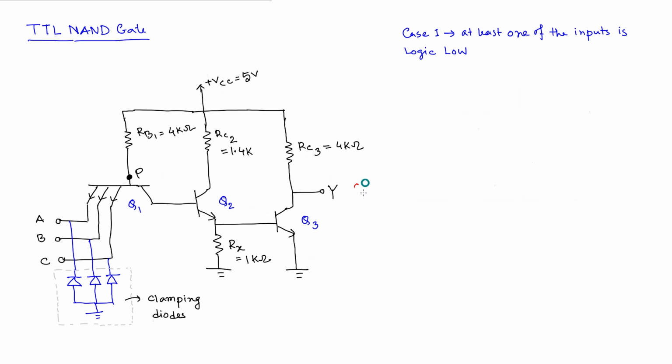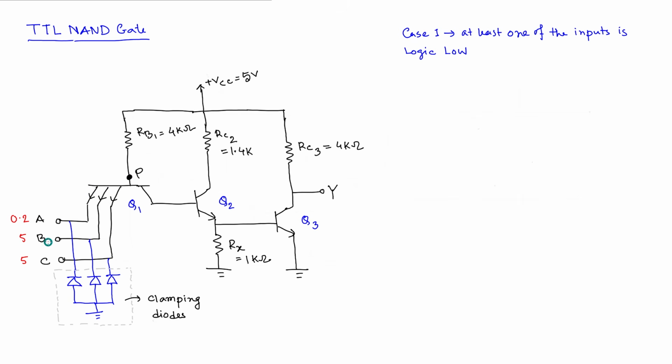Let us take one condition. Say A is getting a low signal, 0.2 volt, B is getting high, 5 volt, and C is getting high, 5 volt. What will happen? This particular junction, corresponding to the 0.2 volt at the emitter, will be forward biased because we have enough voltage to provide through this path. So the P node will be at such a value that this junction is forward biased.